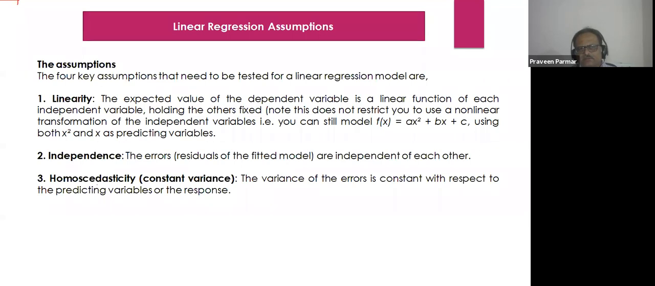Then independence of the error residuals of the fitted model. Residuals, you already know, are the difference between the mean of y and the predictive value. The errors are independent of each other. The error of other observations should not impact the error of one particular data point. Then homoscedasticity, constant variance of error: the variance of the error is constant with respect to predicting variables or the response. I will explain it through a visual presentation.